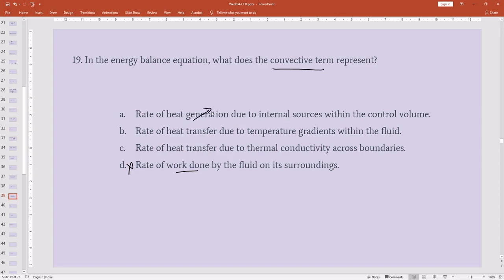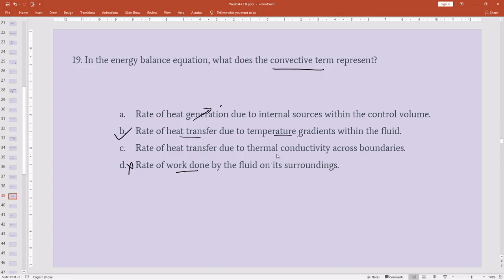Heat generation will be a source term. It won't be the convective term. The next one is heat transfer due to temperature gradient within the fluid. That is, the fluid is causing the heat transfer due to temperature gradients. So option B is our answer.